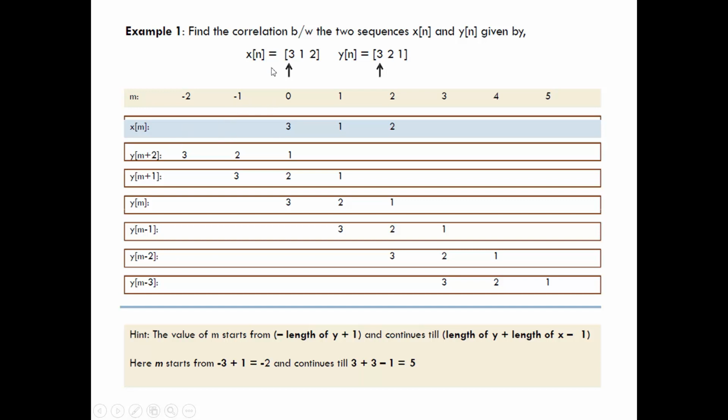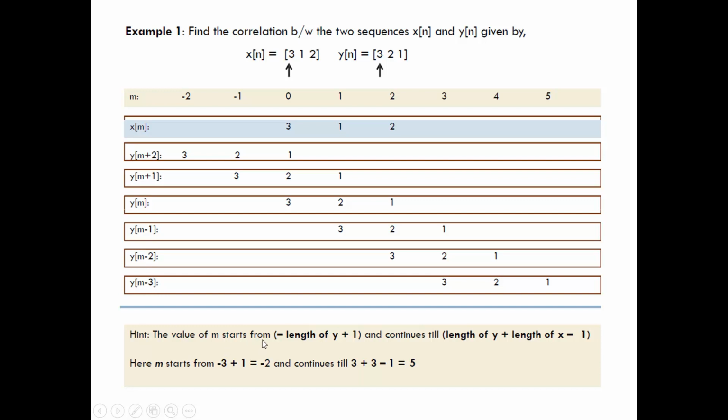So x[m] is 3, 1, 2, where the origin is 0, and this is the m index. And y[m] is 3, 2, 1. If we take y[m plus 2], this 3 will be shifted to the left by 2 time instants, so the 3 will come here. y[m plus 1] will be 3, 2, 1, and y[m] will be 3, 2, 1. Now what is y[m minus 1]? It will be shifted by 1 time instant to the right. So I have put every y[m minus 1], minus 2, and minus 3 also.